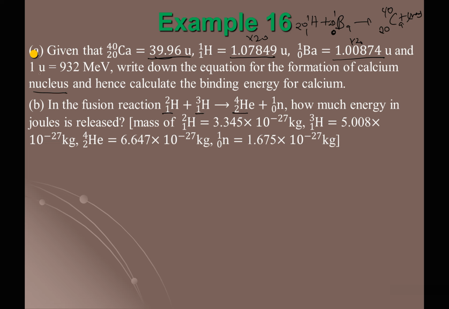Since they told us that 1U is equal to 932 mega electron volts, I don't need to use E equals mc squared. So I'll just multiply the difference in mass, or the mass defect, by 932. Then for the second part, of course, I'll find the mass defect by finding total mass on the left-hand side minus total mass on the right-hand side, or total mass on the right-hand side minus total mass on the left-hand side.